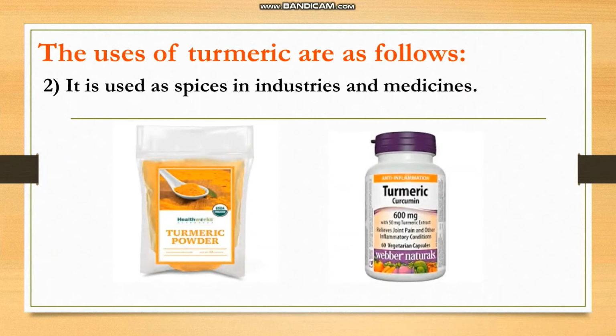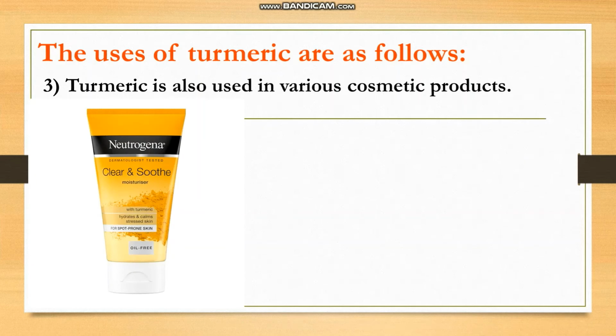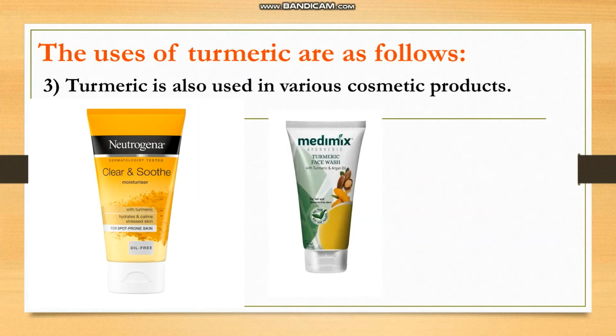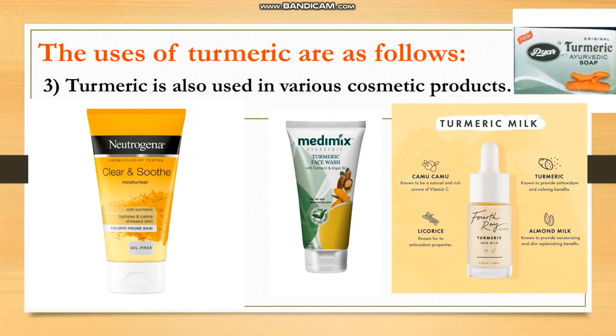The first one is a package containing turmeric powder, and the second one is a medicine that contains turmeric. As you know, it has some health benefits as well. And turmeric is also used in cosmetic products because it's good for skin. Here we have a turmeric moisturizer, a turmeric face wash, and another beauty product that contains turmeric. And last but not the least, you can also buy turmeric soaps on the market.